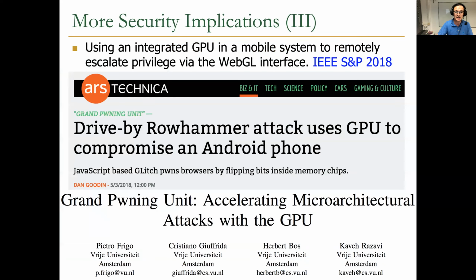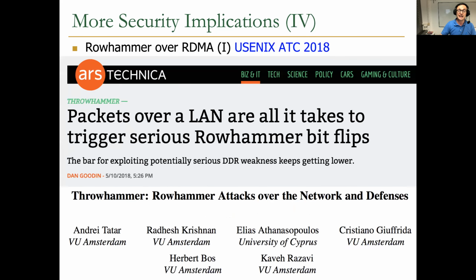Beautiful mechanisms. These folks show that you can accelerate these RowHammer attacks using GPUs because GPUs can access memory very fast with high throughput. These folks show that you could actually take over a remote machine in a data center through the RDMA, Remote Direct Memory Access interface.